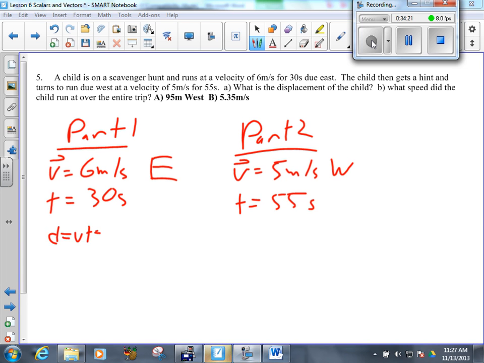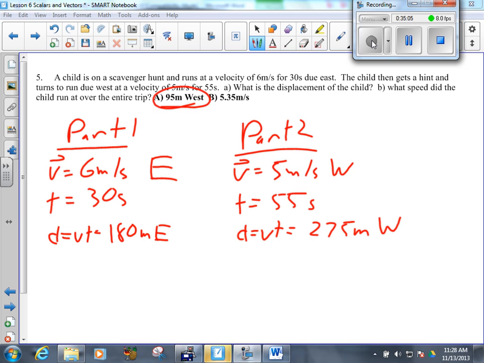6 meters per second times 30 seconds is 180 meters east. And over here, D equals v times t. 5 times 55 is what? 275 meters, and that's west. All right, so he went 180 meters east, then he went 275 meters west. Seems to me like he ended up 95 meters west of where he started. Not east, because he went 180 meters east, then 275 meters west. He went further west than he did east. So 95 meters west is his total displacement.